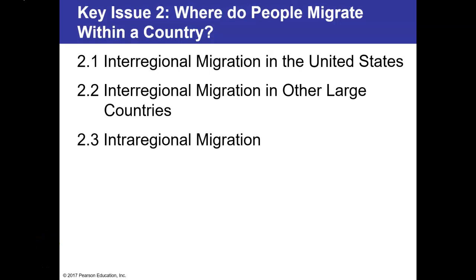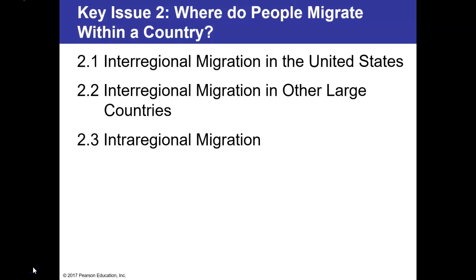Today's lesson will cover Chapter 3, Key Issue 2, Where do people migrate within a country? In the first part, we're going to take on interregional migration in the United States. Second, interregional migration in other large countries. And lastly, intra-regional migration.